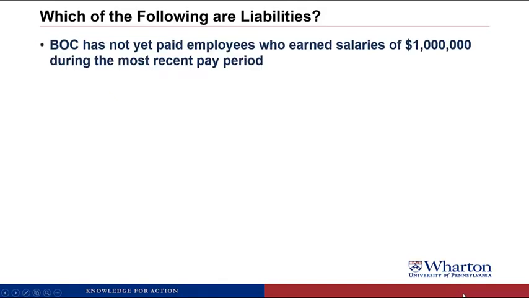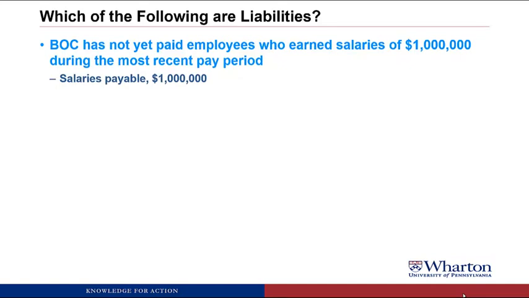BOC has not yet paid employees who earned salaries of $1 million during the most recent pay period. This would be a liability, which we're going to call salaries payable. It does meet the first criteria because there's an obligation based on the benefits we've received. The employees have worked for us, we've gotten the benefit of their services, and now we have an obligation to pay them for those services.